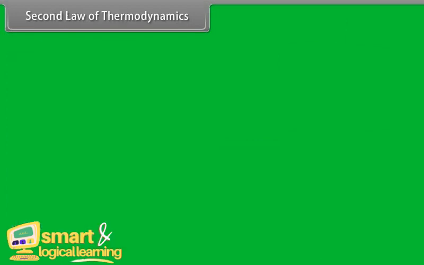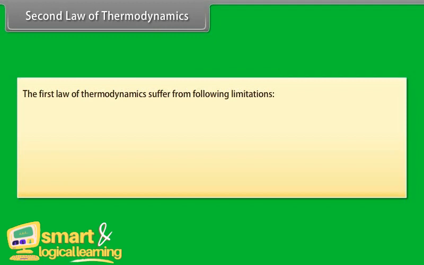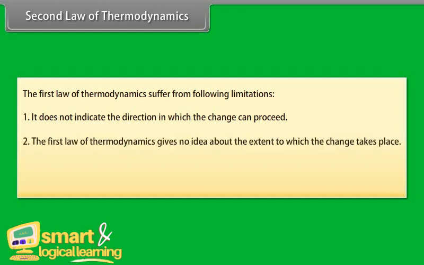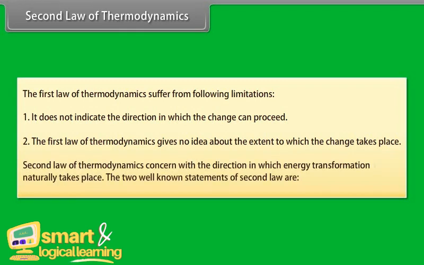Second law of thermodynamics. The first law of thermodynamics suffers from the following limitations. Number 1. It does not indicate the temperature at which change can proceed. Number 2. The first law of thermodynamics gives no idea about the extent to which the changes take place. Second law of thermodynamics concerns with the direction in which energy transformation naturally takes place.